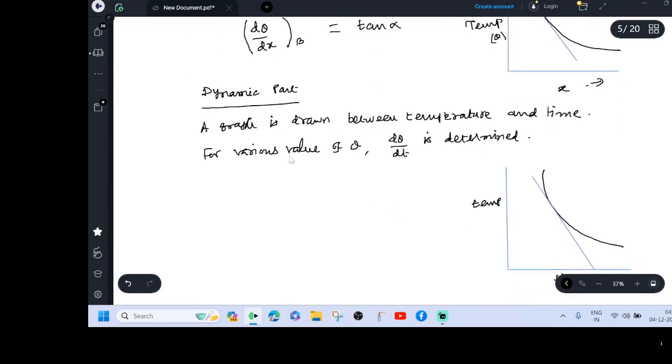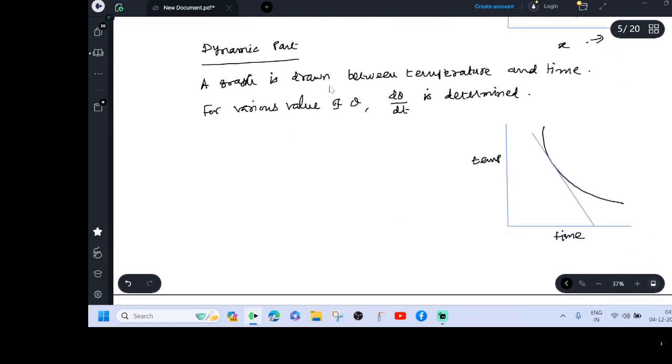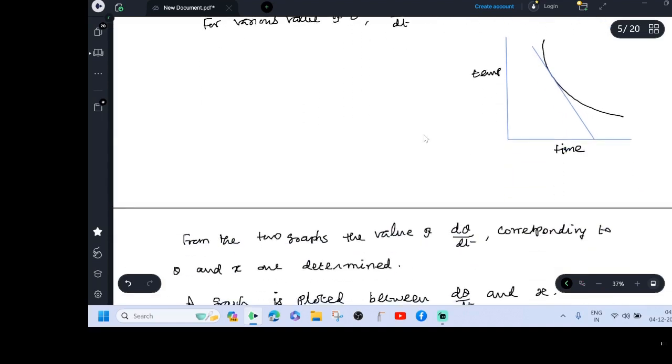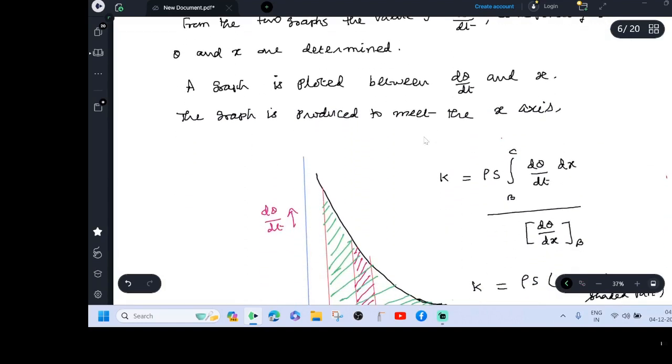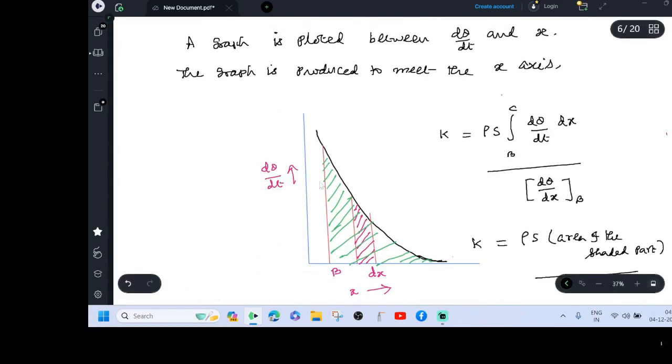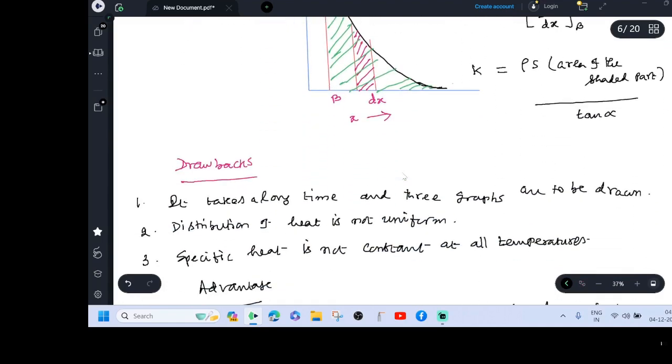Then from the dynamic part, a graph is drawn between temperature and time. For various values of theta, d theta by dt is determined. With the help of the two graphs, a third graph is drawn. With the help of the third graph, we arrive at the value of d theta by dt dx, which is nothing but the area of the shaded portion.